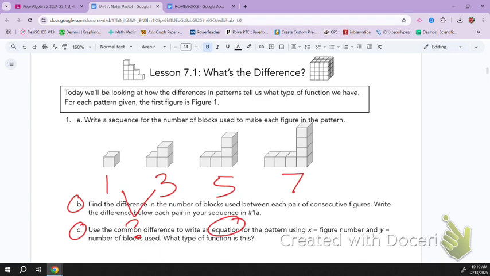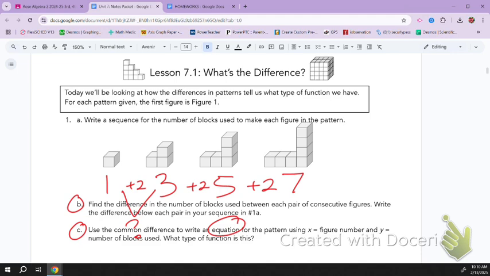Turn and talk with your group. You're doing this with your group. What's the difference? Can you write an equation? What was the common difference you guys found? 2. Yeah, this is going up by 2. This is going up by 2. This is going up by 2.